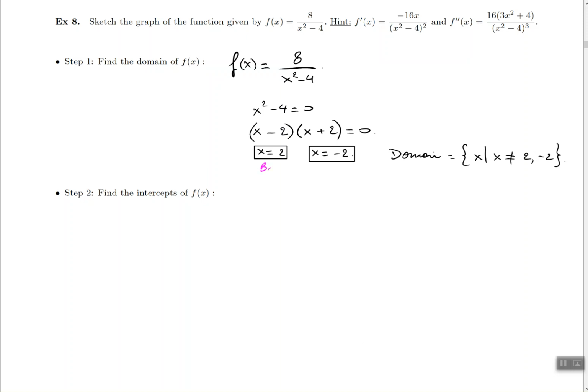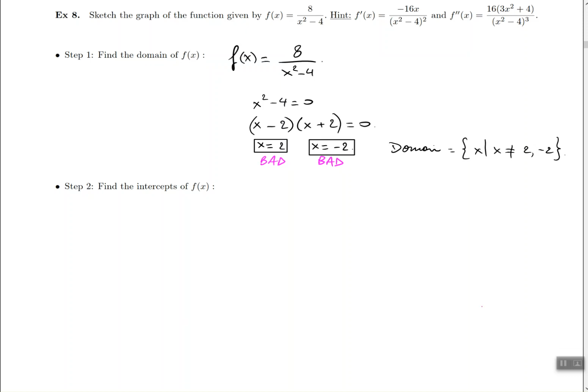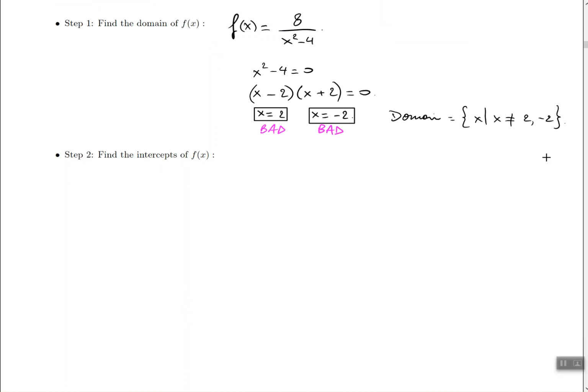So keep in mind that 2 and negative 2 are basically bad values. They will pretty much be like a critical number for the rest of the problem, and they cannot be labeled as max or min. Okay, so next we are gonna look for the X and Y intercepts. So I'm gonna give you a second here to pause the video and try to find X and Y intercepts. Then I'll provide you with the answers for both of those.